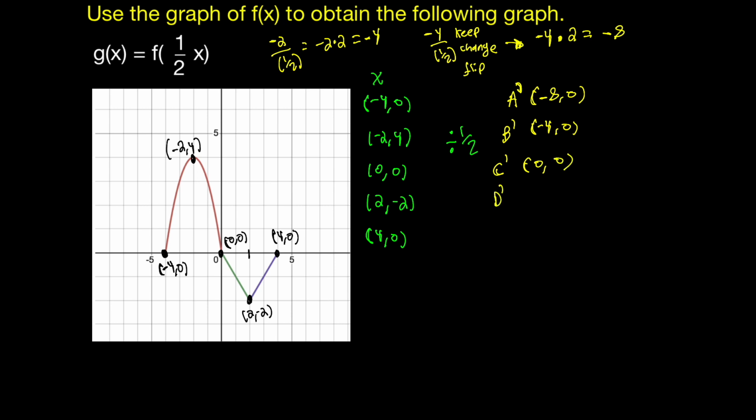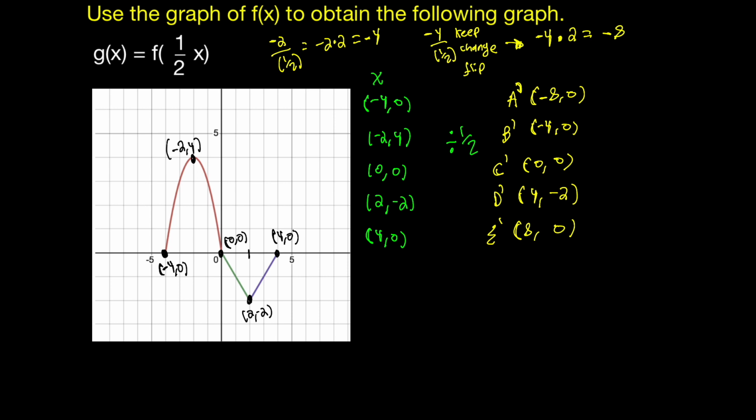At D prime, notice that we already did 2 divided by 1/2. That's just going to be 4. So we get 4, -2. And here, the only reason it was negative is because I had a -2. Here my 2 is positive, so I get +4. And the same thing here, -4 gave me a -8. So +4 divided by 1/2 is going to give me a +8. We're only affecting the x values. The y values stay the same. So now I'm ready to graph.